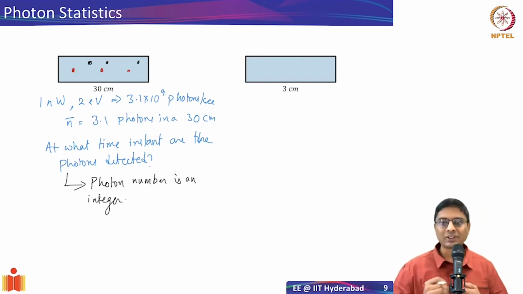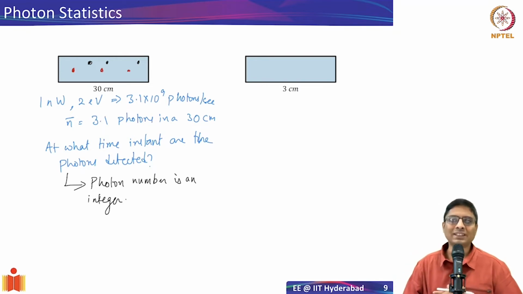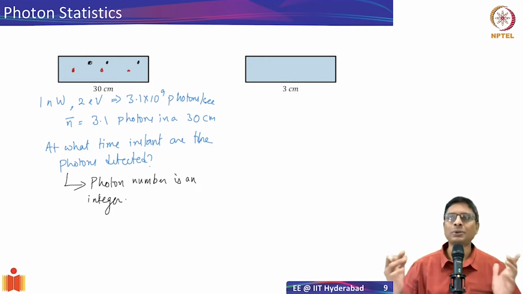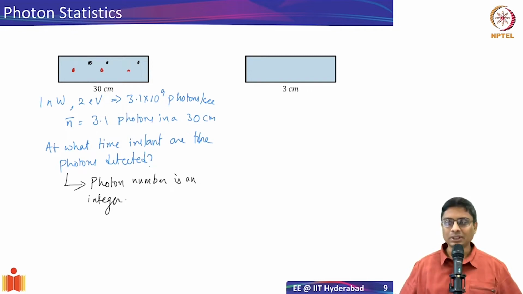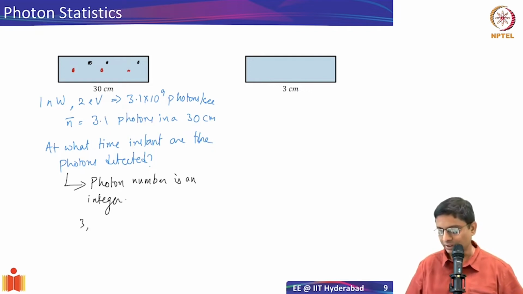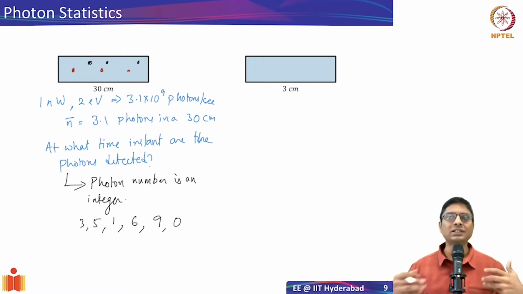What does it mean that photon number is an integer? Well, if you have this line segment and you make a measurement, let's say you take a 30 centimeter line segment, you keep taking a snapshot. Let's say somehow you have the capacity to simply take a picture of the 30 centimeter segment, and you can find out how many photons are there in that segment, and you keep repeating that. So when we say that there are 3.1 photons in a 30 centimeter segment, we mean that if you keep making this measurement, sometimes you might detect 3 photons, then 5 photons, sometimes 1 photon, and then sometimes even 6 photons, and then 9 photons and 0 photons and so on. You will have various numbers that come up.